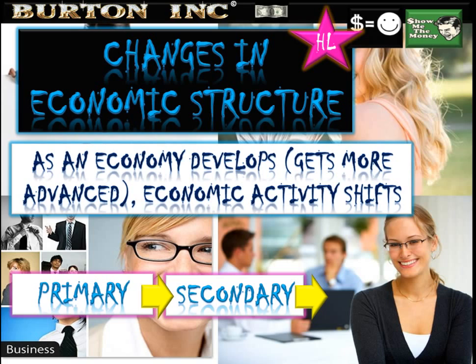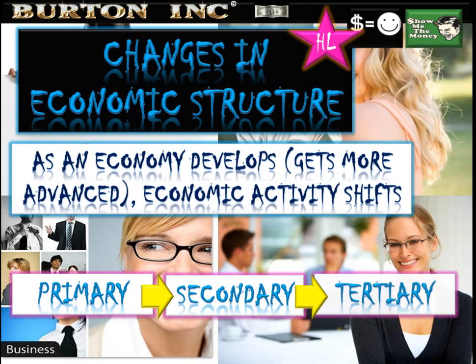So China, Vietnam, developing economies would be an example where they've shifted from their farming, their mining, their fishing. They've opened up their factories and they're processing and manufacturing and constructing those primary resources into physical goods now. And then finally we get developed economies, and the focus is now predominantly on tertiary economic activity, the provision of services.